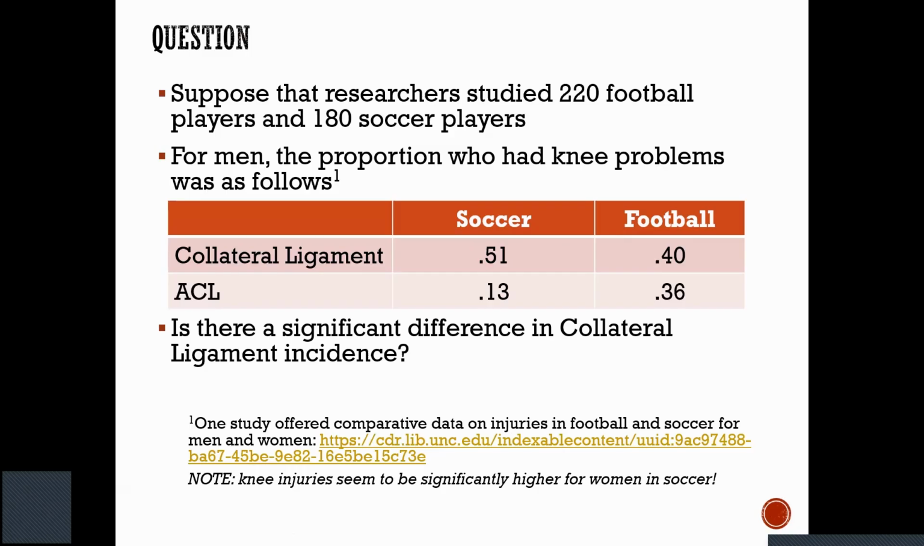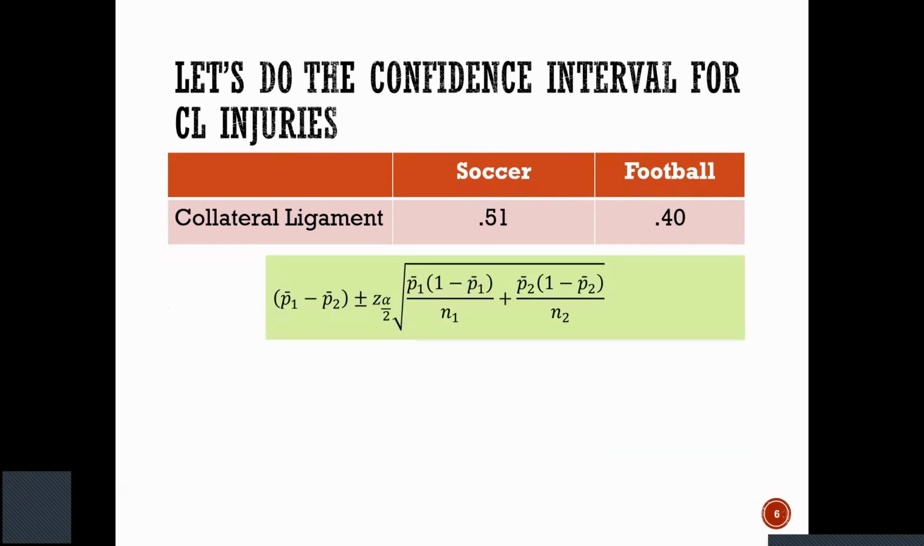So we're going to focus on the CL for right now, but you can certainly go back and try this with the ACL too. Also, by the way, there is a study that offered comparative data on injuries in football and soccer for men and women. And in general, the ones who have the worst knees are women in soccer. So that's an interesting finding. Okay, so let's do the confidence interval for the difference in CL injuries for these two sports. We're only looking at collateral ligament: soccer 51%, football 40%.